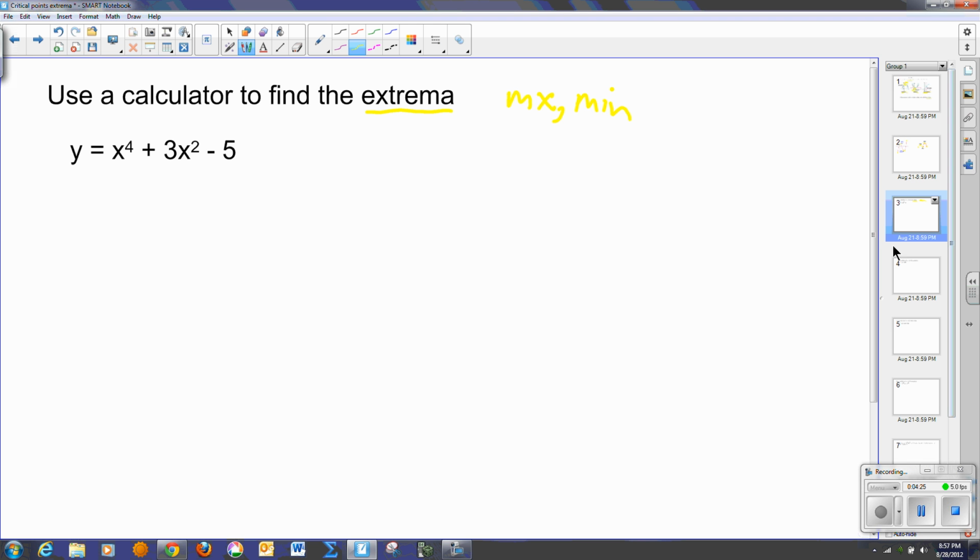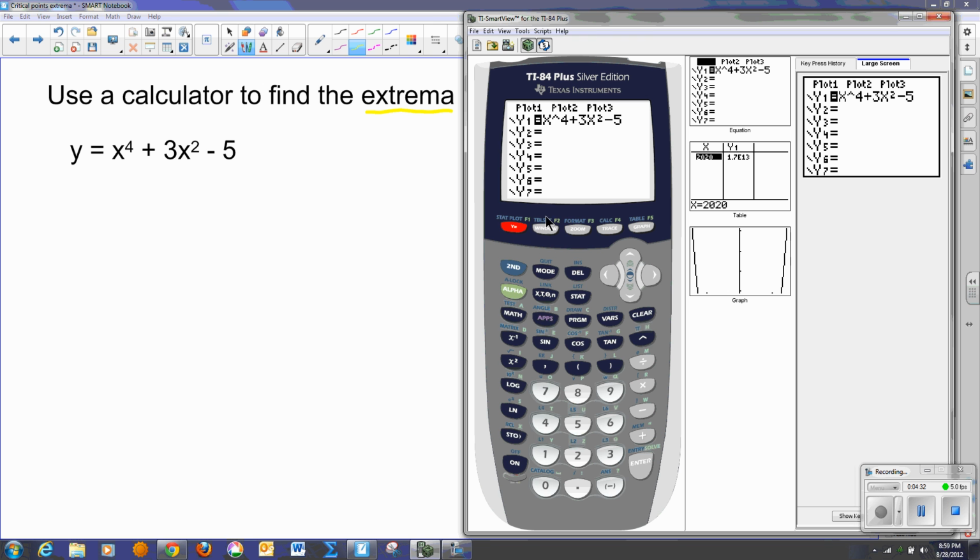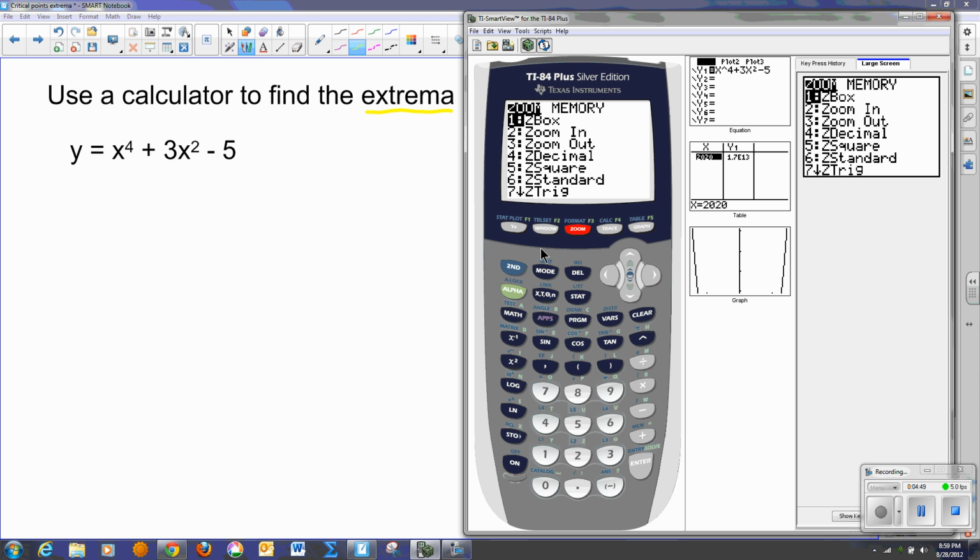So let's grab our calculator. So the first thing we're going to do is hit the y equals button and type in our function. So y equals x to the fourth plus 3x squared minus 5. Then we want to take and graph this. And what I'm going to choose to do is just see what shows up in our standard window. So I'm going to hit the zoom button on our calculator. And if you see number 6, it says zoom standard, which is going to graph from -10 to 10, both on the x and the y axis. So I hit number 6.